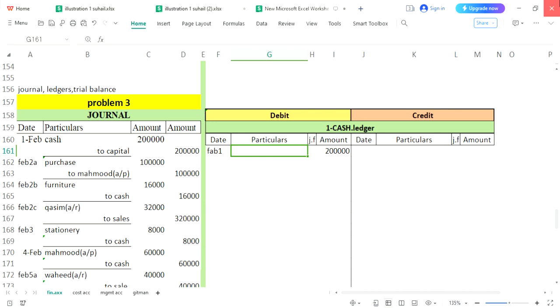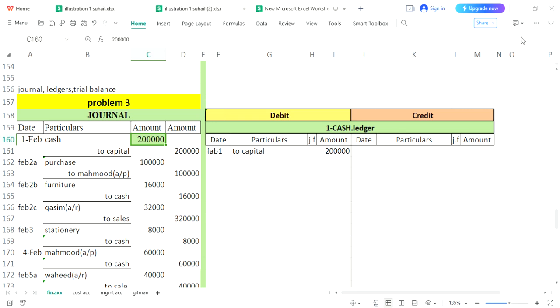It's time to see its reference. How will you write the reference? If you have debited the cash, see what is written on the opposite side. Capital is written on the opposite side, so you will write the same, To Capital, as a reference. Date we have mentioned, reference has been mentioned, and amount has been posted. It means this 2 lakh is completed, so we are going to mark it as done. To mark, we can choose any different color so that it cannot be mingled.